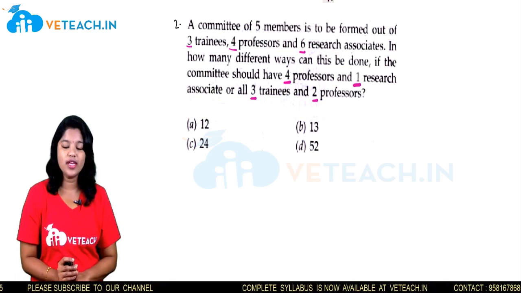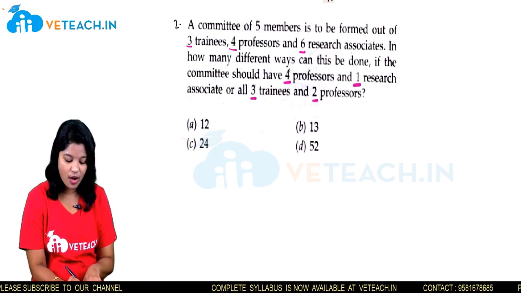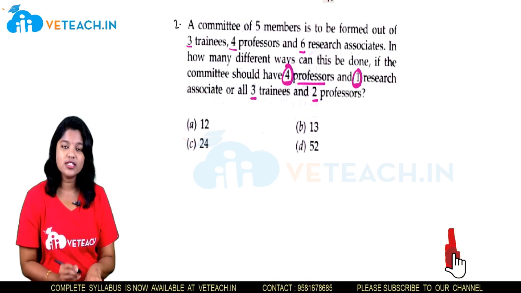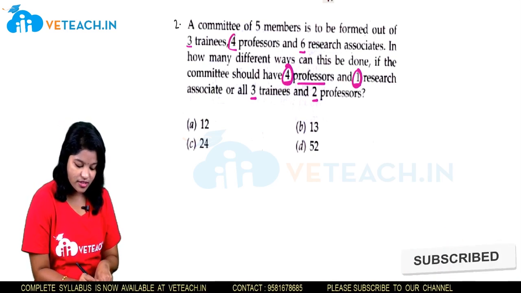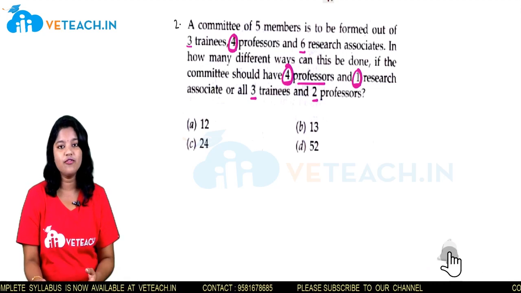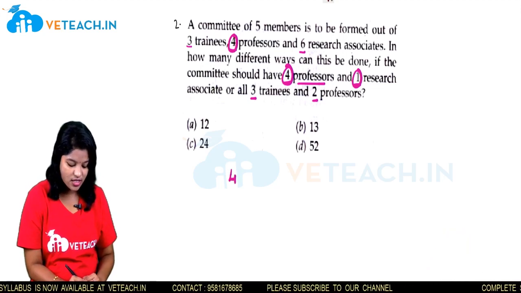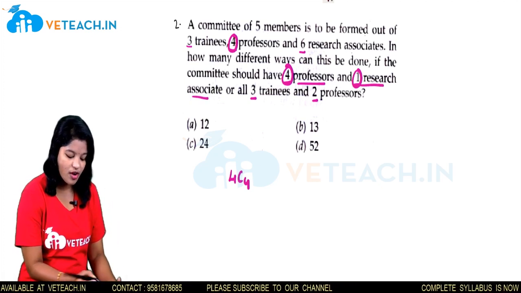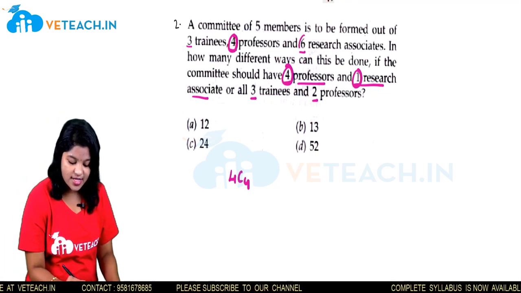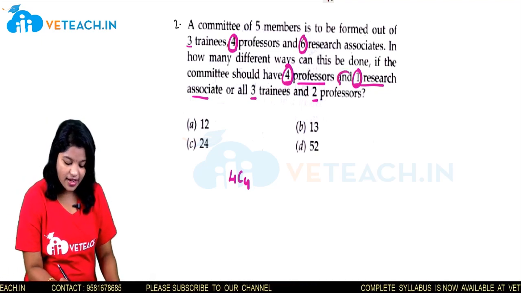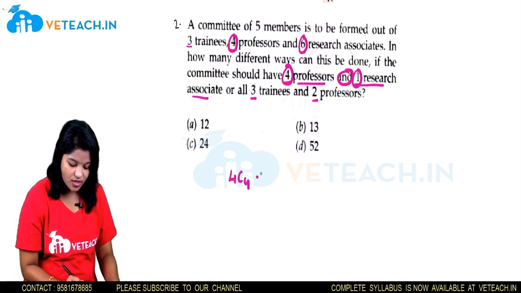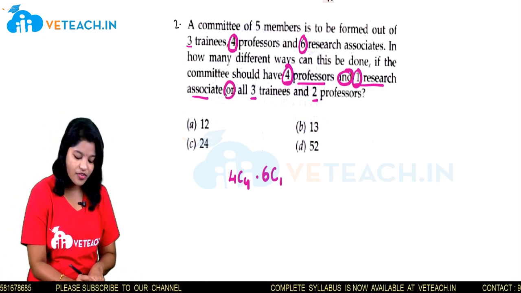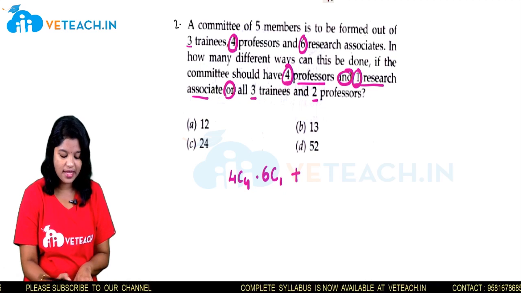But here they have given 2 cases. That is, those 5 members can be from 4 professors and 1 research associate. So out of 4 professors, we are selecting 4 professors. So we can write it as 4C4 ways. Next, 1 research associate should be selected out of 6 research associates. So here we are having and, so write down into 6C1. Whenever you have or, simply write down plus, that is addition.